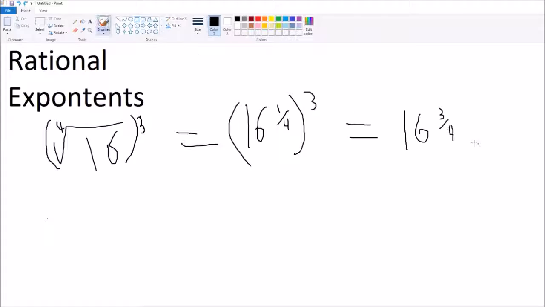This right here is considered a rational exponent. And if you put this into your calculator, you get 8.